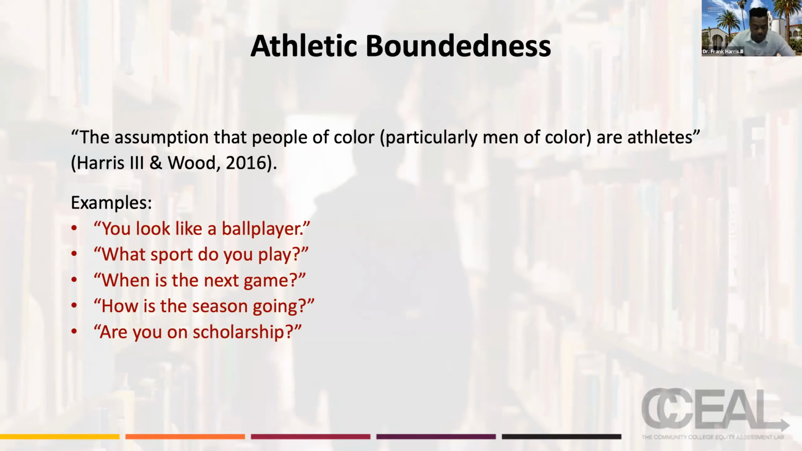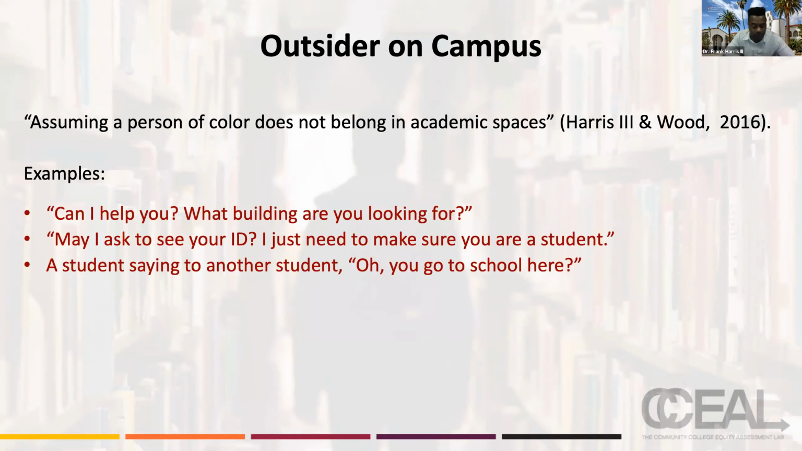Next one, outsider on campus: assuming a person of color does not belong in academic spaces. So this microaggression actually is closely aligned with one that we already discussed, the second-class citizen one. And this one occurs when one assumes that a person of color does not belong in an academic space, such as a library or in an advanced math class, as examples.